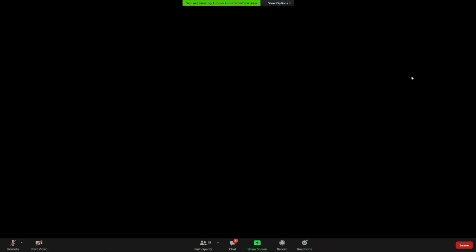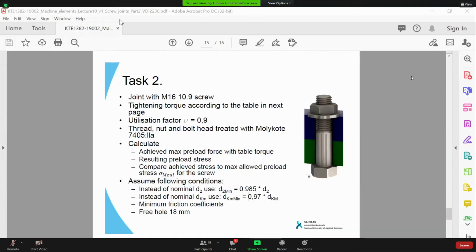Okay, so this was about the bolt joints, and as I mentioned last time, there will be some sort of VDI calculation in the exam. I don't know yet which kind of, but some of these types of task 1, task 2 calculation will be. So now when you have this calculation templates ready, then you have good material for the exam.